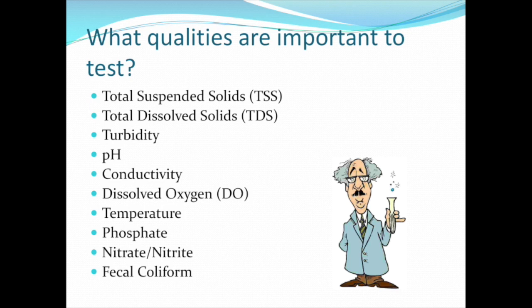So here's a list of some of the most important qualities or parameters that we need to measure in order to set a water quality standard, which is also known as the Water Quality Index, or WQI for short. Among these parameters, we have total suspended solids, total dissolved solids, turbidity, pH, conductivity, dissolved oxygen, temperature, phosphates, nitrates, and fecal coliform, or E. coli.